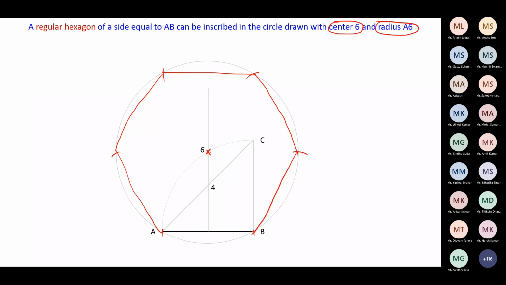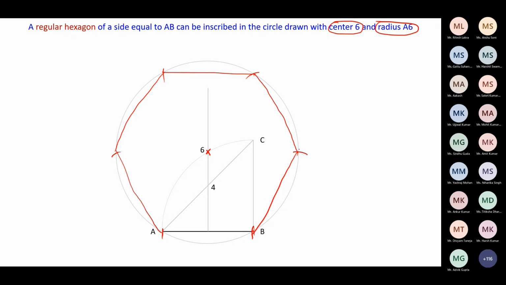Now since we know all those things, for construction of a regular hexagon, what do we do? We use the center 6 and radius is a6. And we simply draw one circle. And what do we do? We take the distance AB in the compass and go on marking on the circumference. Go on cutting this and simply join all those points.